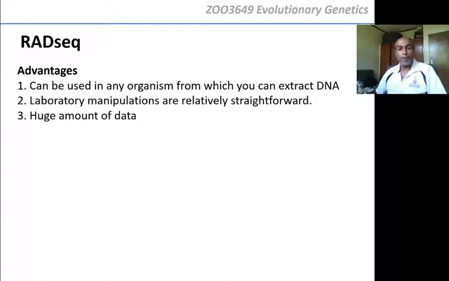In the lab, it's relatively straightforward, and the great advantage is it gets a huge amount of data. Not as much as whole genomes, but still much more than normal Sanger could ever produce. Much more than microsatellites could ever produce.